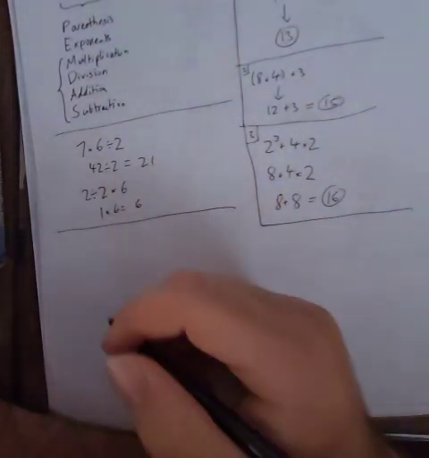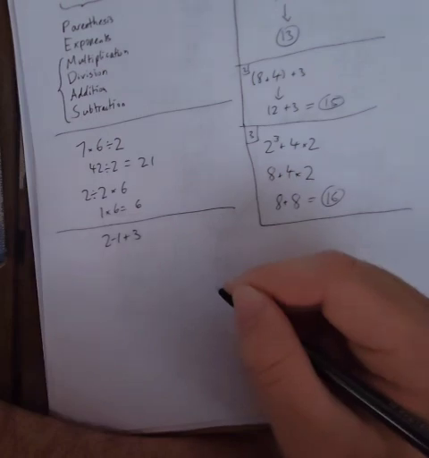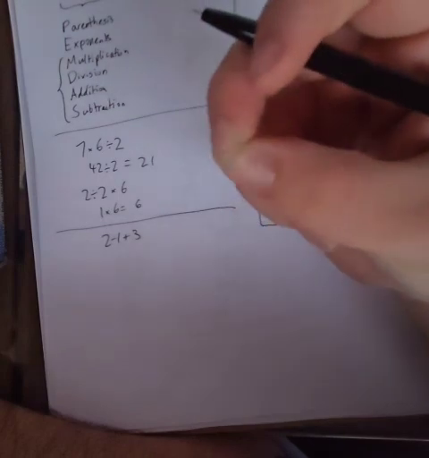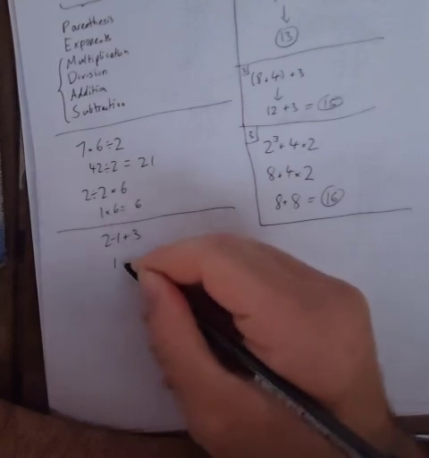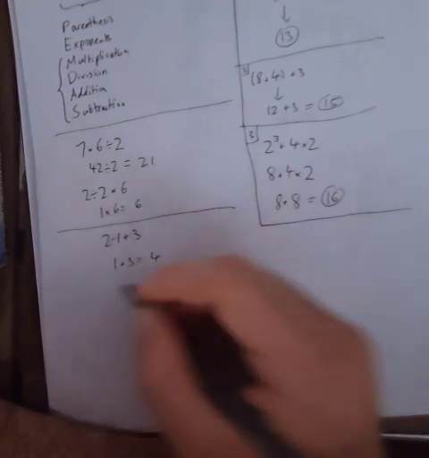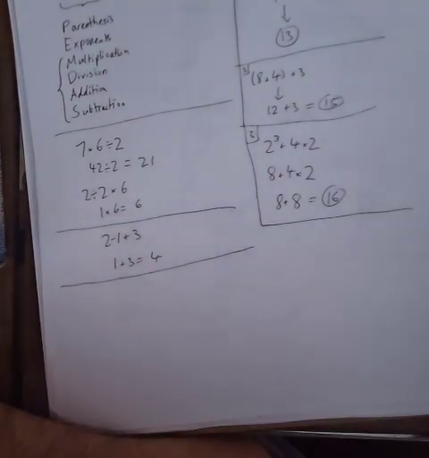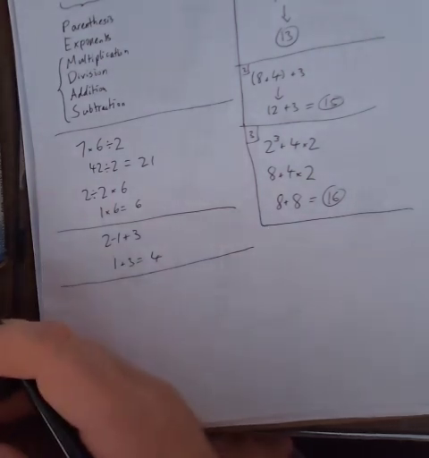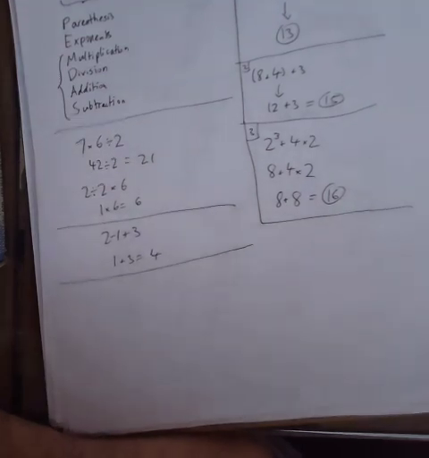Same thing for addition and subtraction. Even if you have subtraction first, like, I don't know, 2 minus 1 plus 3, you do the subtraction first, not the addition, even though addition comes first in the PEMDAS abbreviation. 2 minus 1 is just 1, plus 3 equals 4. So make sure you're aware of that. Make sure you're doing multiplication and division, as well as addition and subtraction, in the order that they appear. But remember, the operations of multiplication and division come before the operations of addition and subtraction.